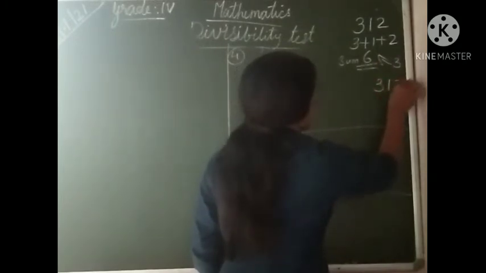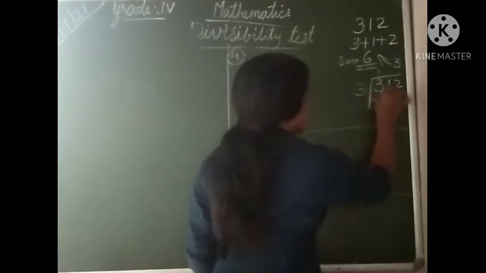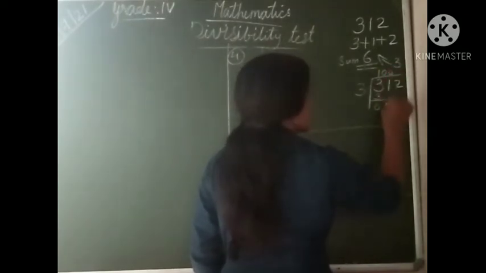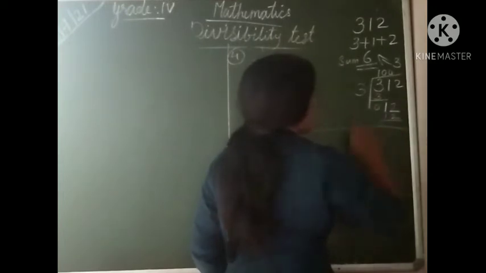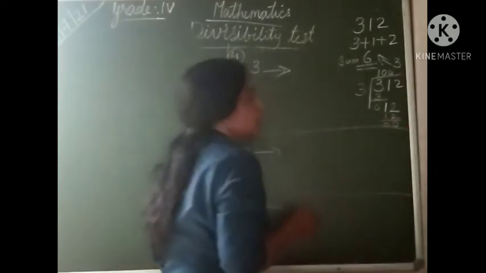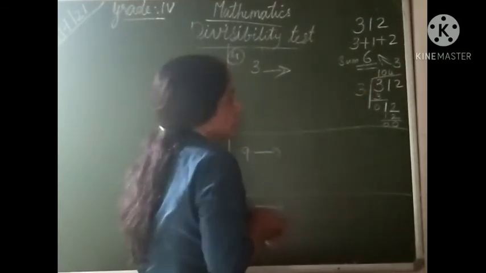Look, 312 divided by 3. 3 1s are 3. Then we can write 1 downward, but it is too small, not possible, therefore it is 0. 12, how many times? 3 4s are 12. And what is the answer? 104, and the remainder is 0. Without division, I say this number is divisible by 3.